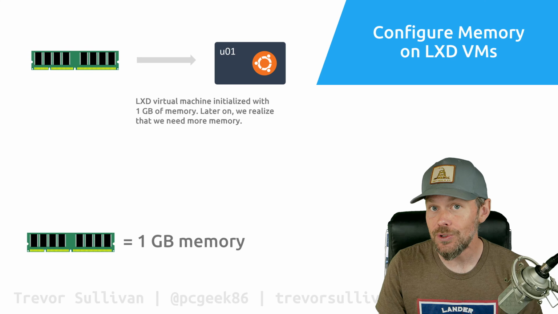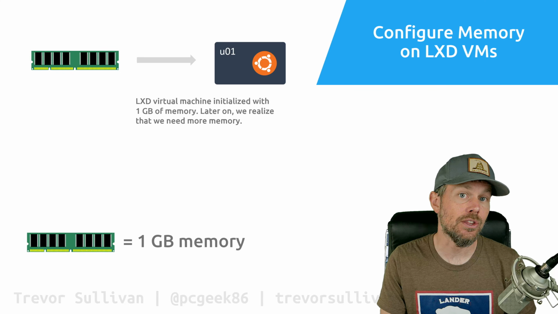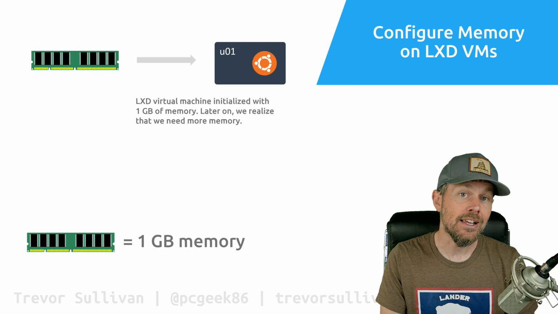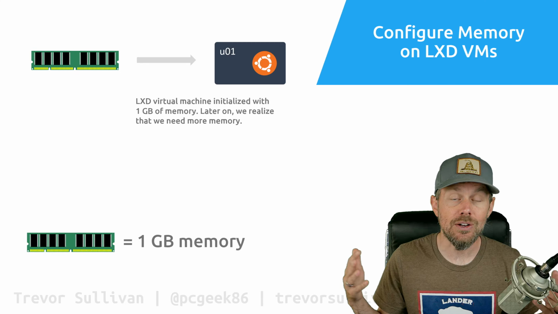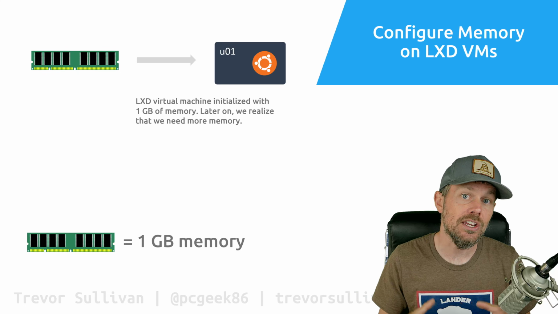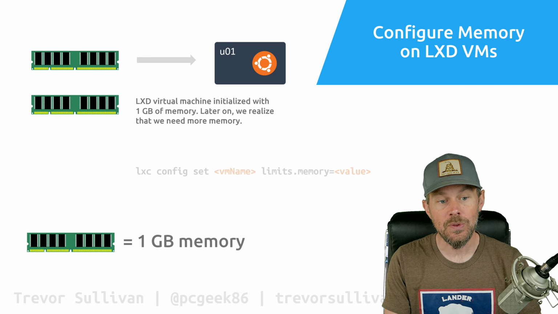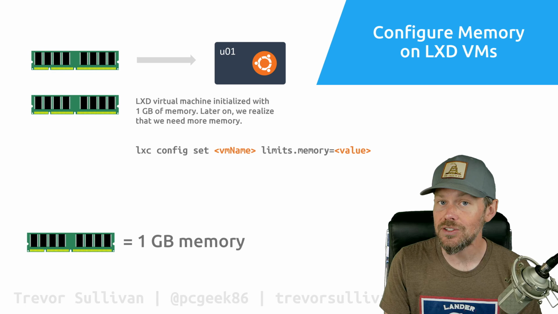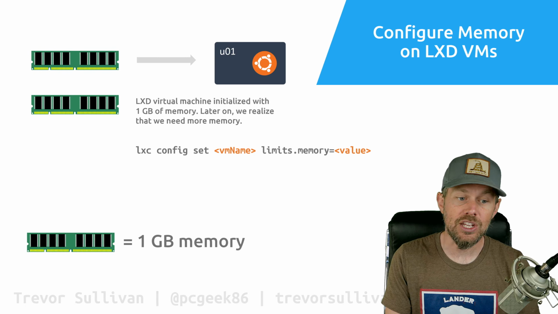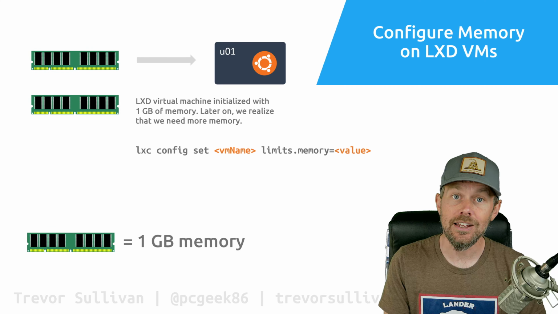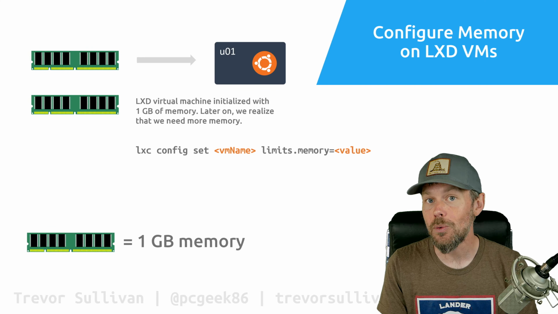Well, we can actually do that with LXD, and this is one of the great things about virtualization, is that we can simply dynamically resize or either increase or decrease the amount of resources allocated to our VMs. So what we'll do is allocate a second gigabyte of memory. Each of these sticks here is indicating 1 gigabyte of memory. So let's say we want 2 gigs.